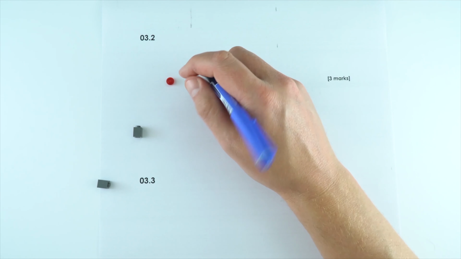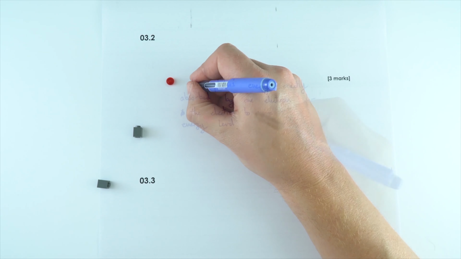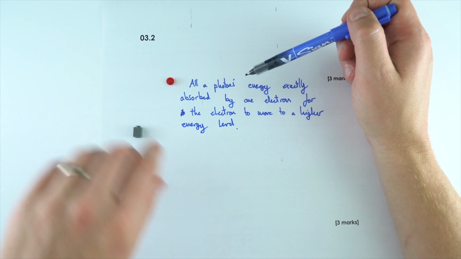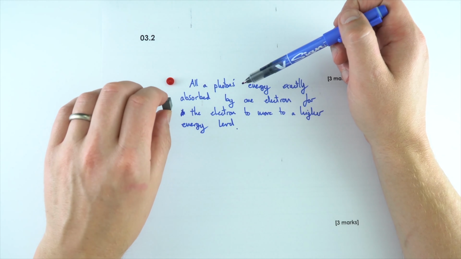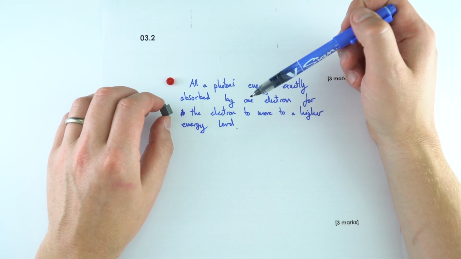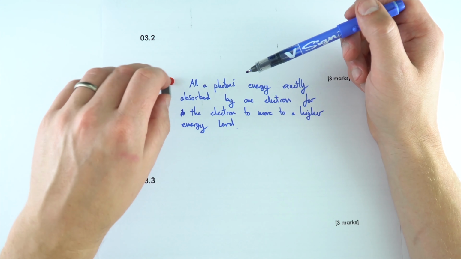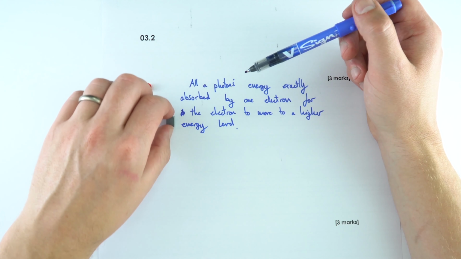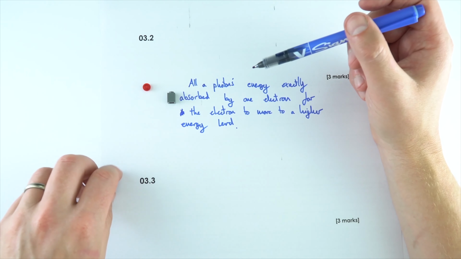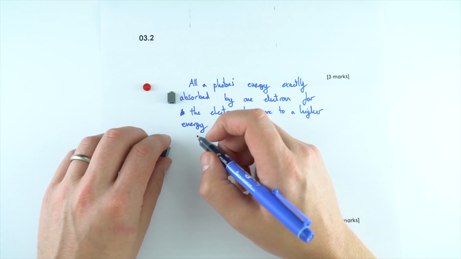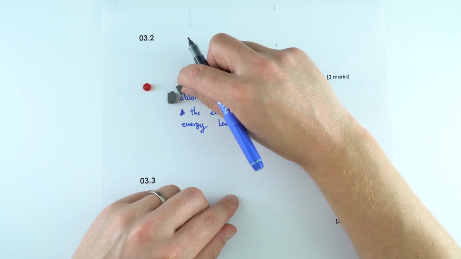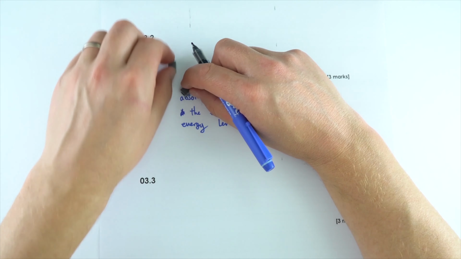But basically what a lot of people said was about the photons. So with the photon, all of the photon's energy is exactly absorbed by 1 electron for the electron to move to a higher energy level. Okay, so that's what we know about photons. They must have exactly the right amount of energy for that to move to a higher energy level. But it's a different mechanism for electrons, because an electron that comes in can just transfer part of its energy to this other electron, which moves up an energy level.